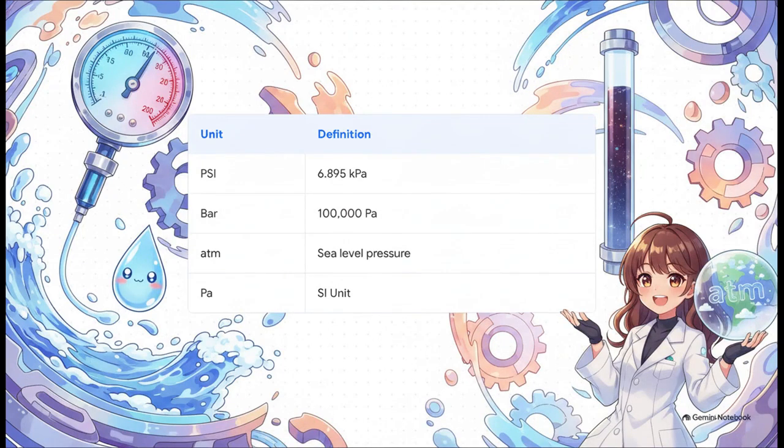Since instrumentation is a truly global field, we use a surprisingly diverse vocabulary of units. In the US, you are going to see a lot of PSI, pounds per square inch. 1 PSI equals roughly 6.895 kilopascals. We also frequently encounter the bar, which is a metric unit defined as exactly 100,000 pascals, or kilogram force per square centimeter, and the atm, which just stands for 1 standard atmosphere.